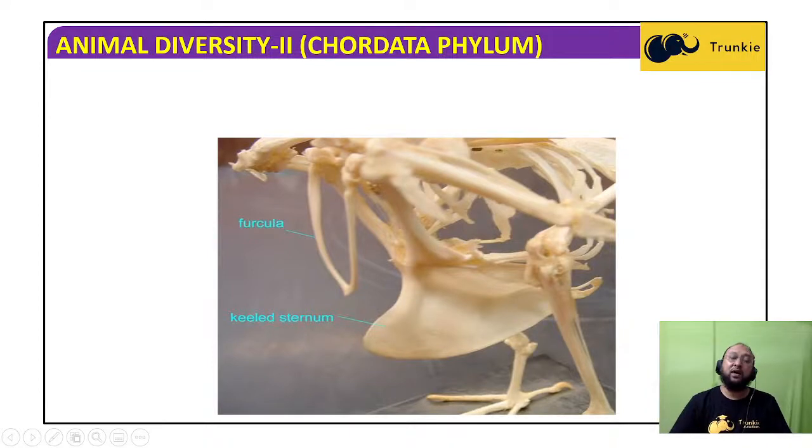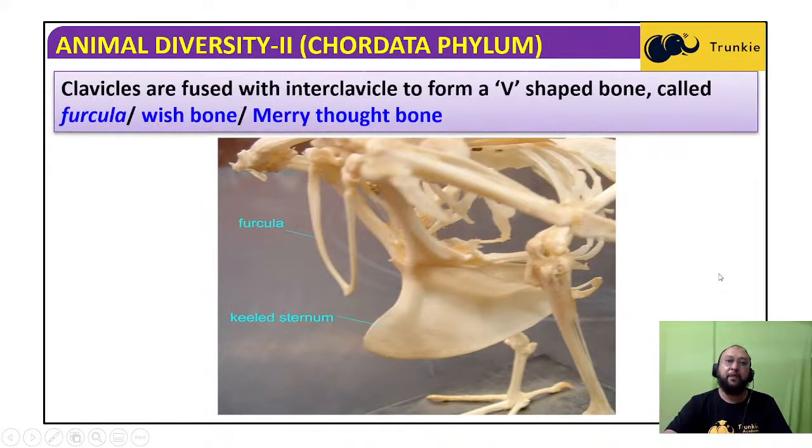Now the furcula, you can see it as an arc-like structure, and the keeled sternum, pointed in front. On the keeled sternum, the flight muscles are attached. That is also called the breastbone. Clavicles are fused with the interclavicle to form a V-shaped bone called the furcula, wishbone, or merrythought bone. So this is the name given for the wishbone, furcula. In other vertebrates you don't find it like this, so clavicles are fused to form the furcula.